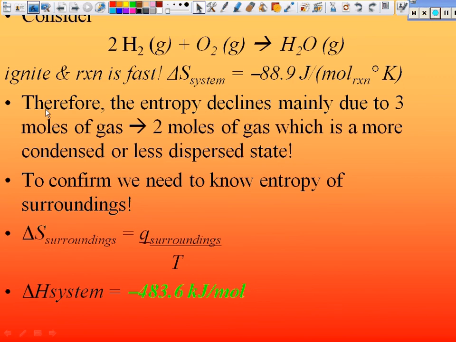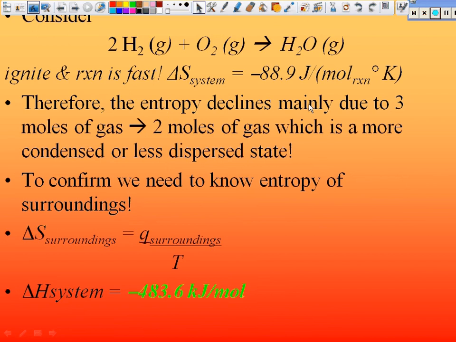Consider 2 hydrogen. Let me ask you this real quick. Why is this reaction negative delta S? Okay, you're going from 3 moles of a gas to 1 mole of a gas. So that's why it's becoming more ordered, so it's negative. The entropy declines mainly due to 3 moles of a gas.